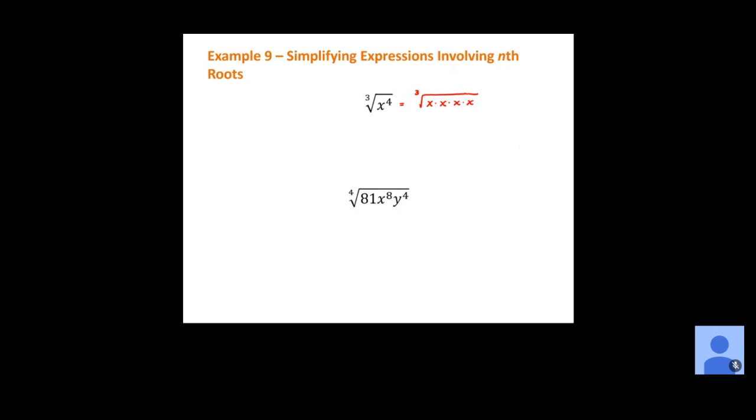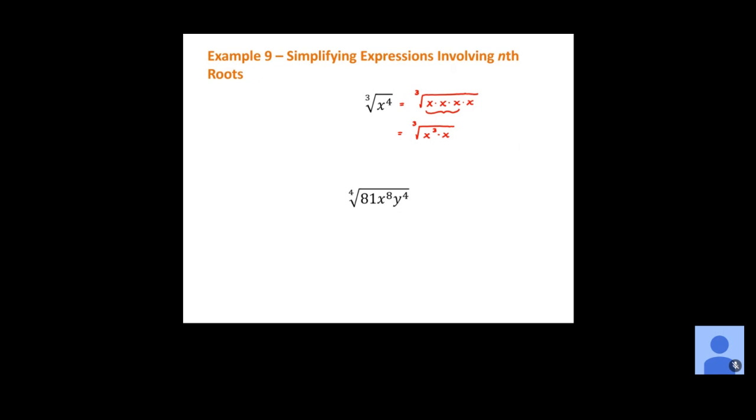Now, because we're taking a cube root, I'm looking for groups of 3 x's being multiplied together. So what I notice here is I've got one group of 3 with 1 x left over. That means that I can rewrite this as the cube root of x to the 3rd times x. Again, because my index was 3, that's why I look for a group of 3.